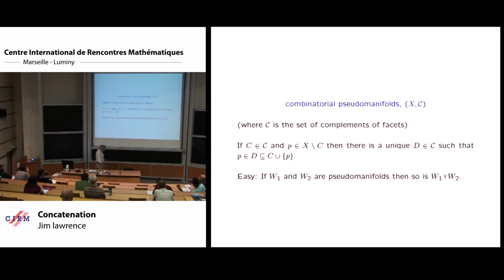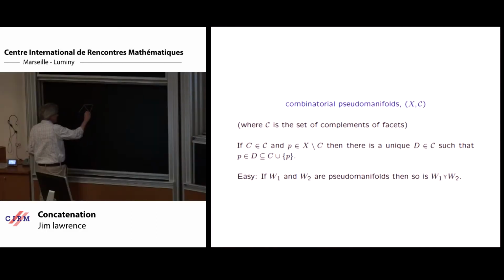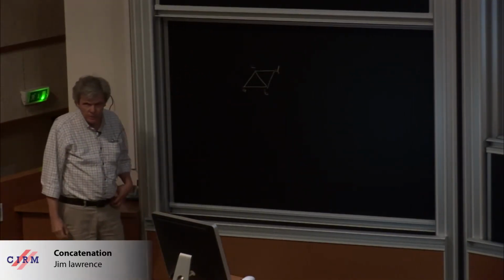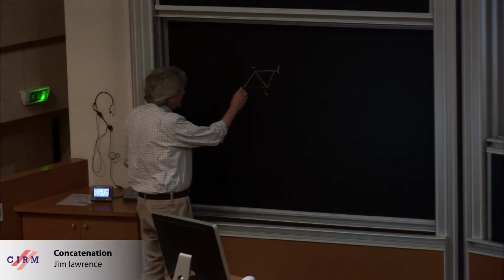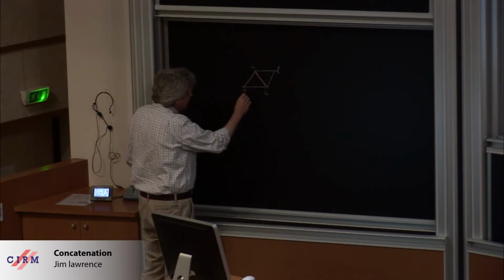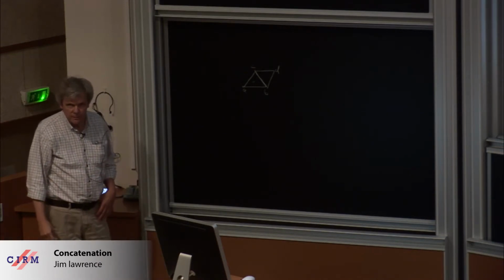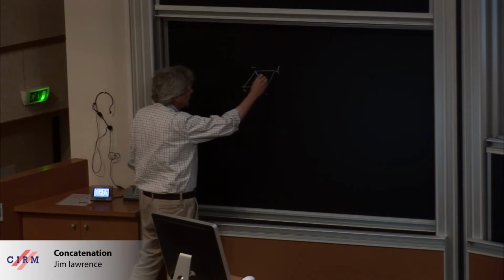If I have a combinatorial pseudo-manifold, that's a simplicial complex in which all the simplices have the same number of elements. So I could have one of dimension 2, which has triangles for its simplexes. And the property is that if I take a simplex and I look at any facet of it, there's exactly one other simplex that has the same facet.